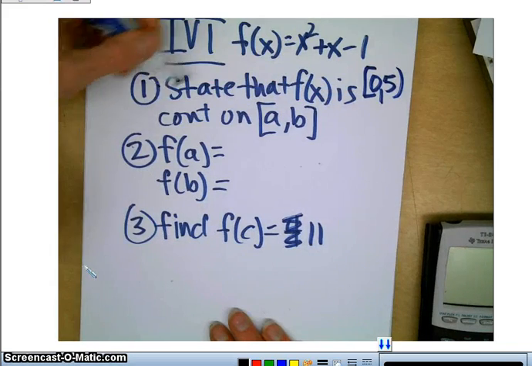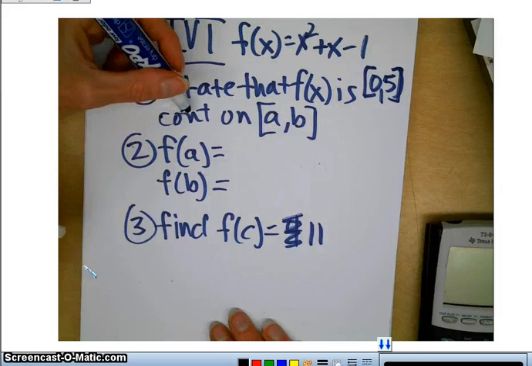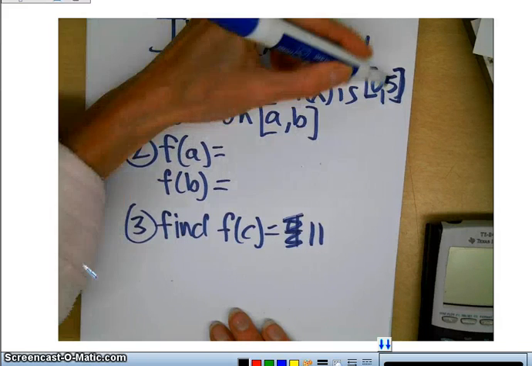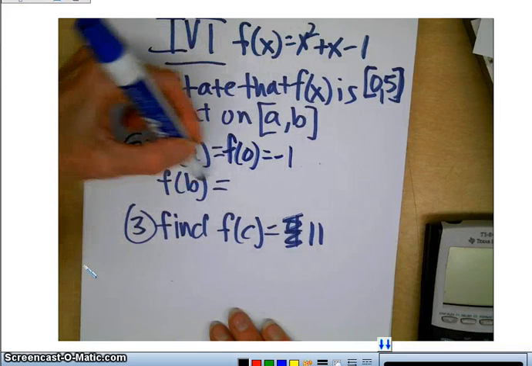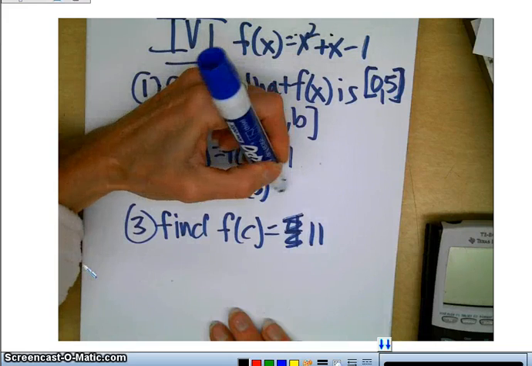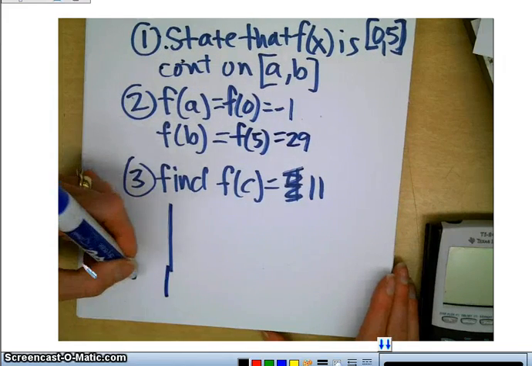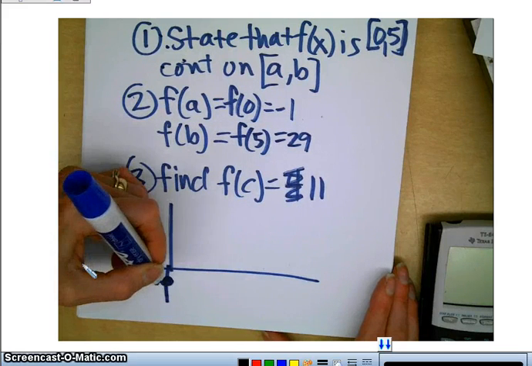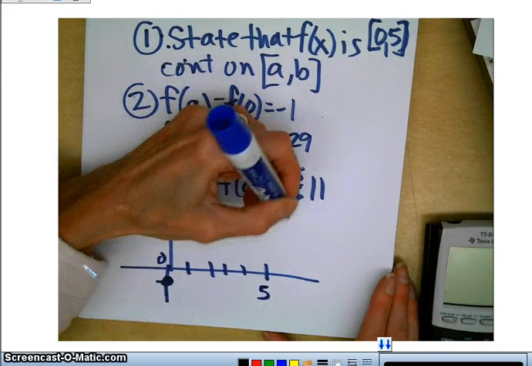So the first thing I say is that this is continuous on the interval from 0 to 5, and it is because it's a parabola. Okay, and then I find f of a. What's a in my problem? 0. So I'm going to find f of 0, which is -1, and f of 5, which is 25 plus 5 minus 1, which is 29. Visually, when I put 0 in, I get the y value of -1. When I put 1, 2, 3, 4, 5 in, I get the y value of 29.